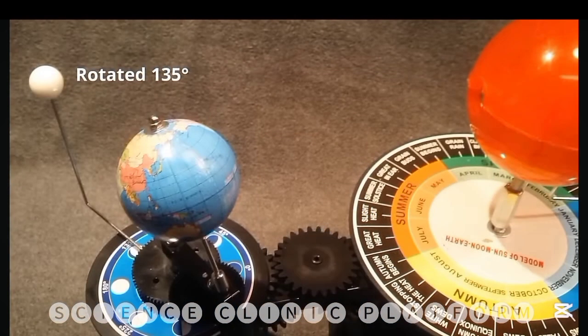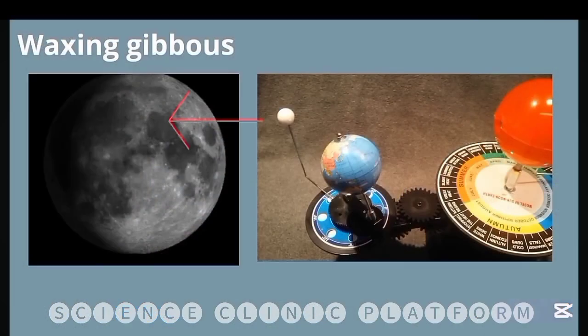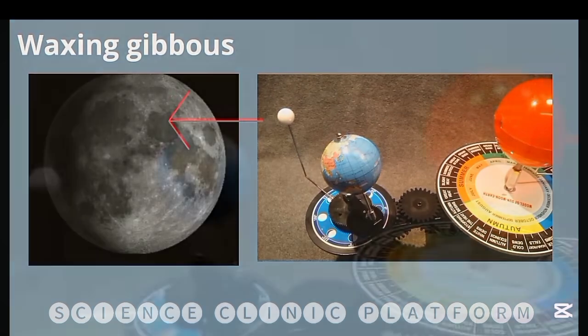What if it reaches 135 degrees? Here, the moon reaches the waxing gibbous as it tries to move towards the full moon, and the lit up part of the moon continues to grow as you see it from the earth.